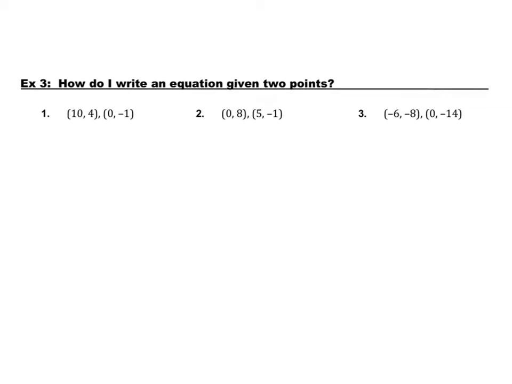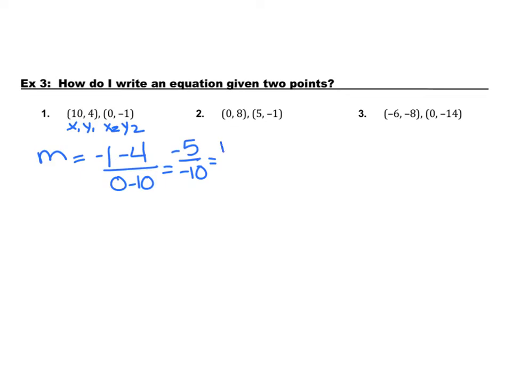All right, so how do I write an equation given 2 points? First of all, remember that the first step is to find the slope. So let's find the slope. We have x1, y1, x2, y2. So I'm going to use the slope formula, taking -1 minus 4, so y2 minus y1, all over x2, which is 0, minus 10. So we'll have -5 over -10, and then that's going to be equal to positive 1/2. All right, so our slope is equal to 1/2.